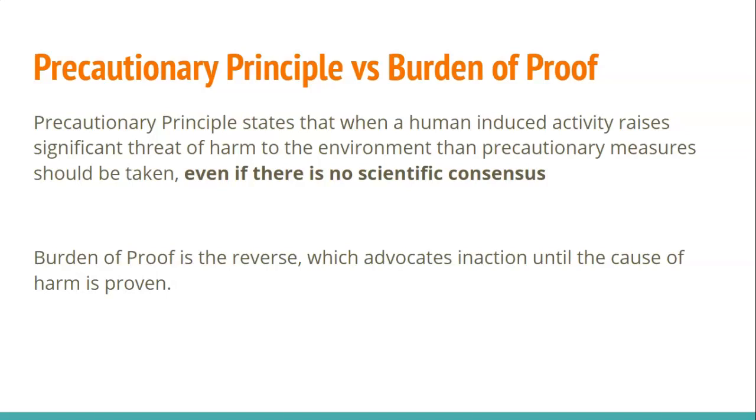Okay? So it's like trying to stay on top of things even if you don't know if it's going to be a bad thing. Whereas burden of proof is the opposite of that, which states that you should do nothing until you are absolutely 100% sure of what the cause of that harm is. So this is like being on the offense versus being on the defense. The precautionary principle is on the offense, you want to prevent things from happening. Burden of proof is, okay, now that we know this is actually happening, let's start doing something.